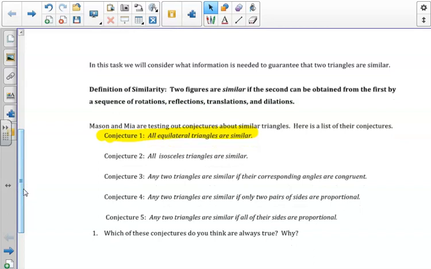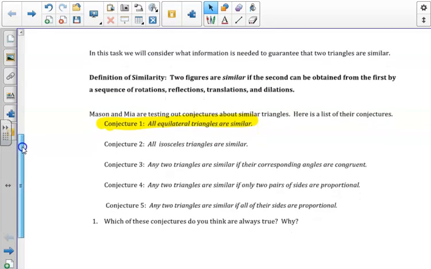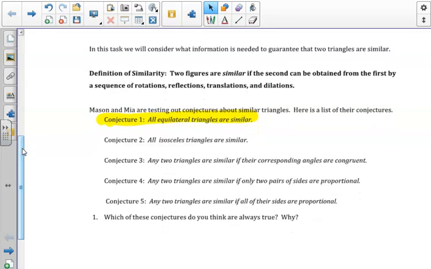Two figures are similar if the second can be obtained from the first by a sequence of rotations, reflections, translations, and dilations. We will be using this definition throughout this investigation to prove our shortcuts to prove triangles are similar. We're going to skip to part 2, but in part 2 we're going to use Conjecture 1, which states that all equilateral triangles are similar.